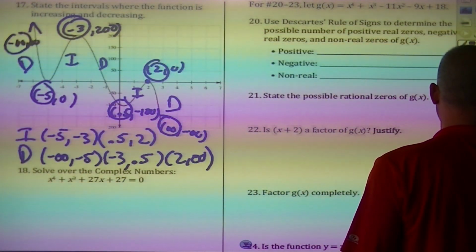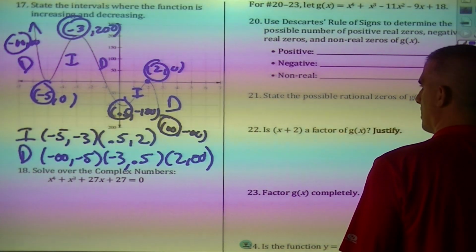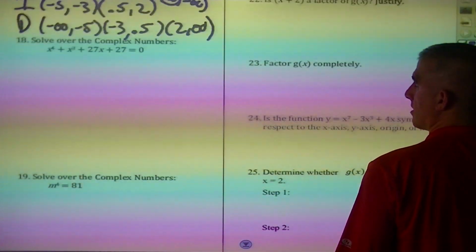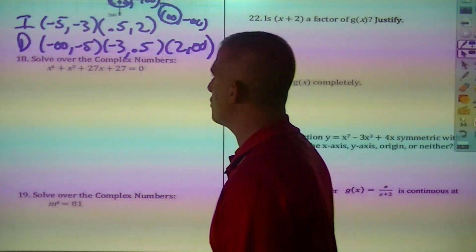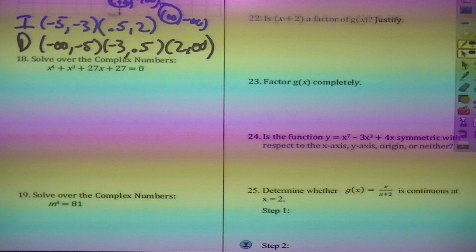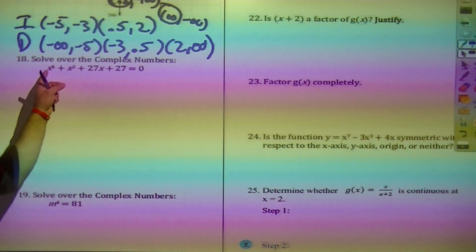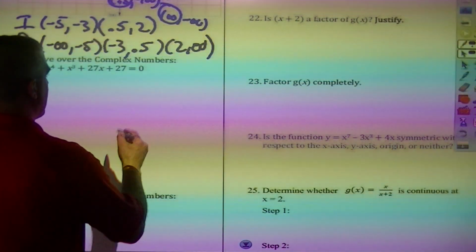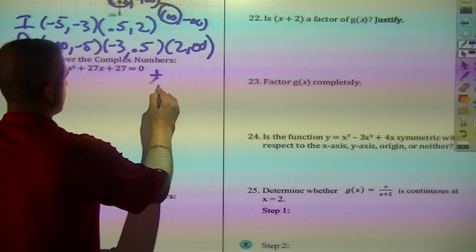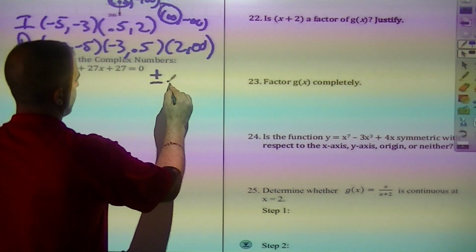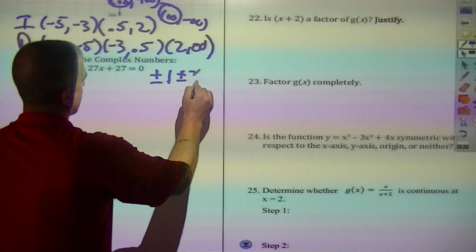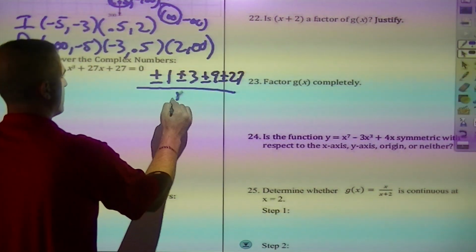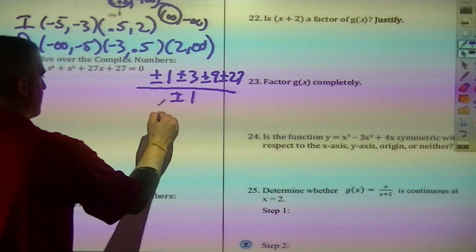Factor over the set of complex numbers. This is a U substitution deal. Or actually, what we have to do here is figure out which one of these solutions will go in. So if I look at my rational root theorem, factors of 27 are 1, 3, 9, and 27. Factors of 1 are just 1. So it's pretty much all of these.